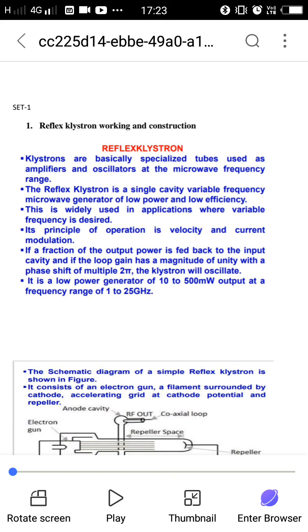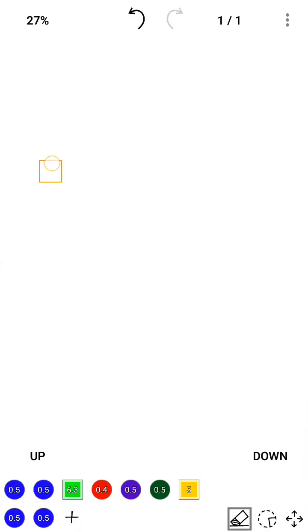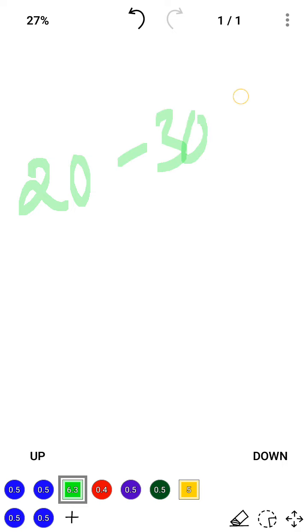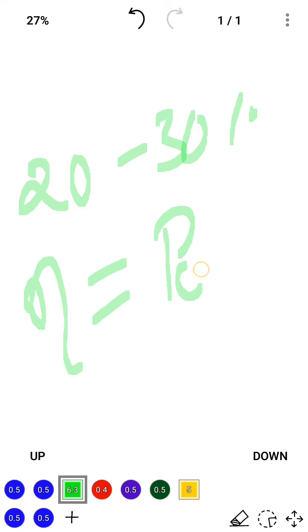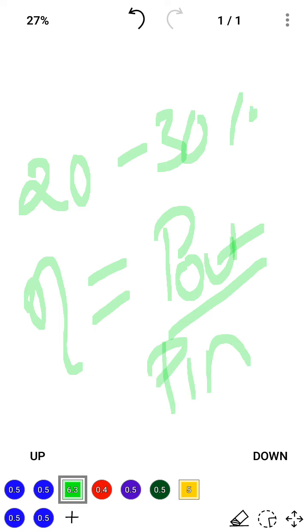The reflex klystron is a single cavity variable frequency microwave generator, meaning it's an oscillator of low power and low efficiency. Its efficiency range is 20 to 30 percent. Efficiency, eta, is power output divided by power input. The efficiency of a reflex klystron is 20 to 30 percent.